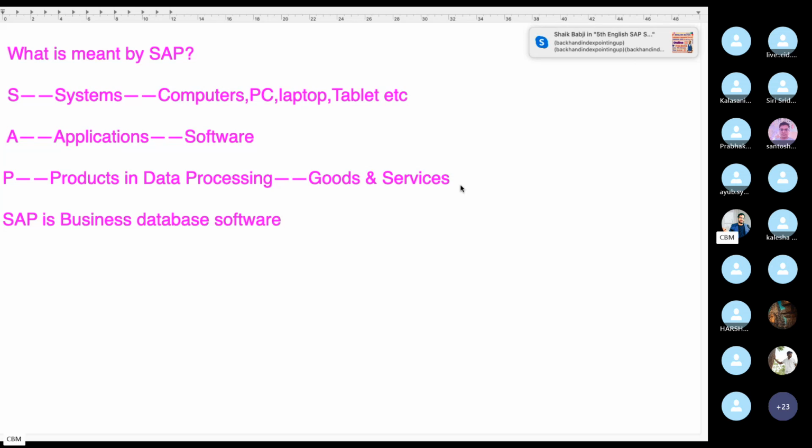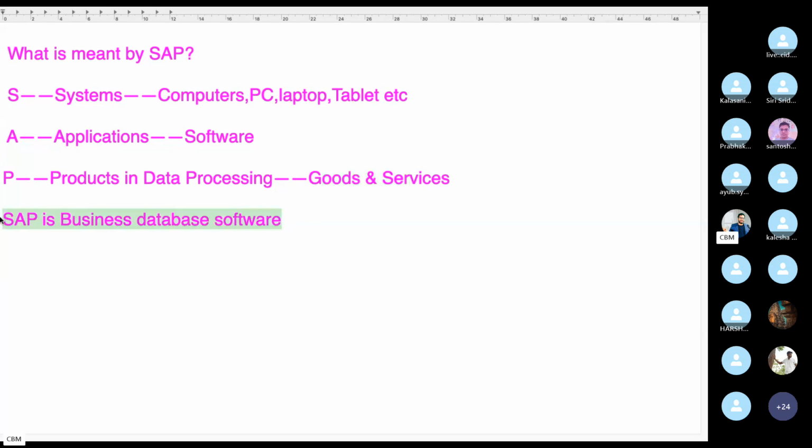So here, what is meant by systems? Systems means computers, PCs, laptops, tablets, etc. Application means software. Product means goods and services. Generally, SAP will capture entire information regarding the goods and services and saves it into the database. That is the reason SAP is a business database software.